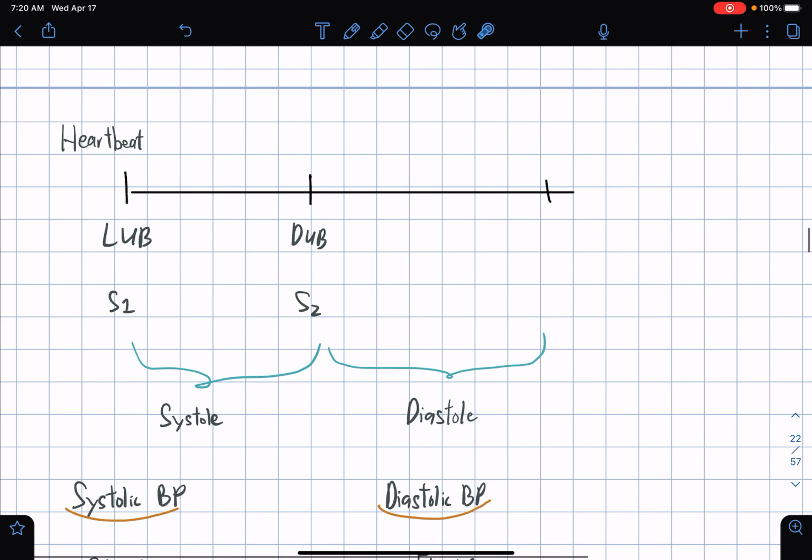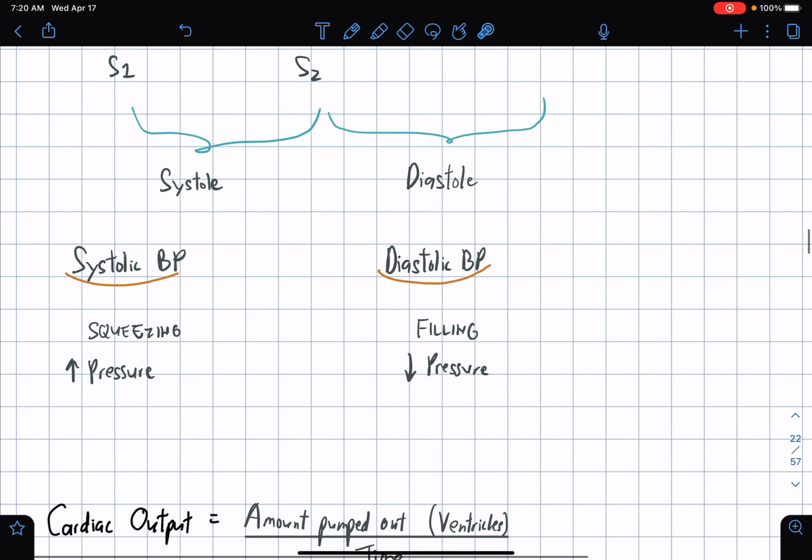Okay, so heartbeat, lub-dub, S1, S2. S1 to S2 is systole, and whatever this part is, it's called diastole. So systolic blood pressure, the pressure is high, it's squeezing. Diastolic blood pressure, decreased pressure, and it's described as filling.